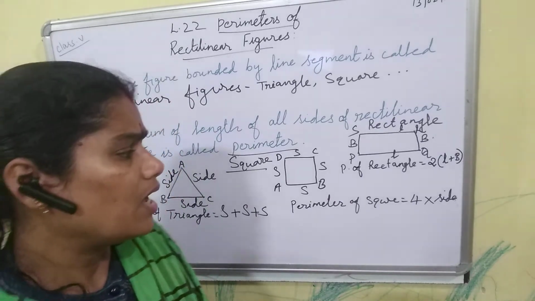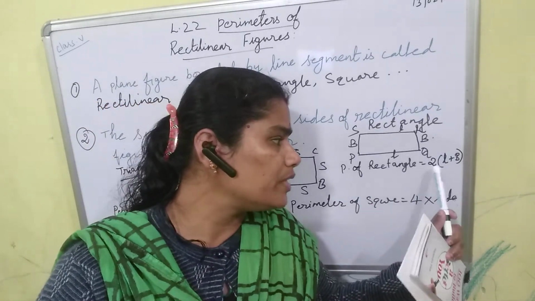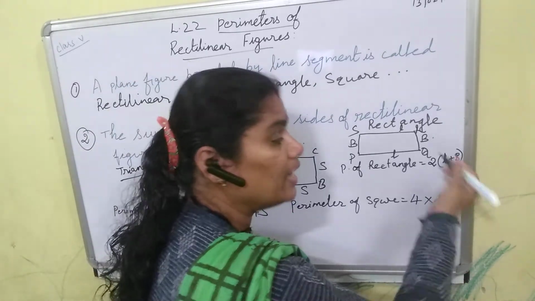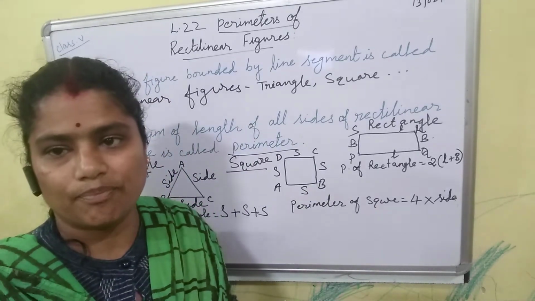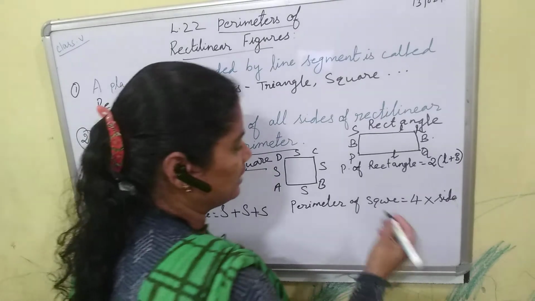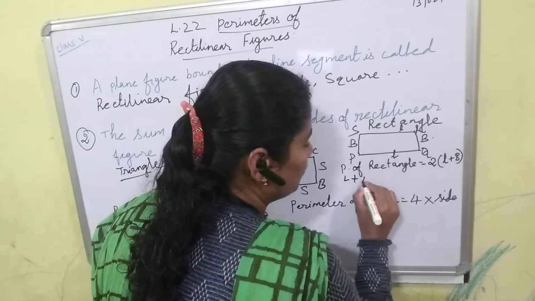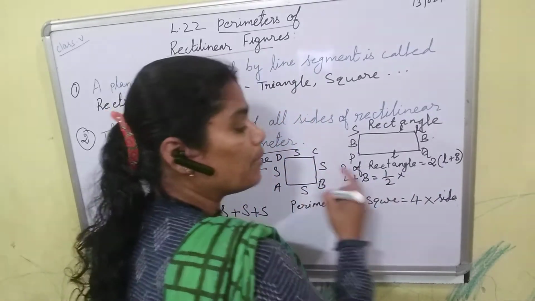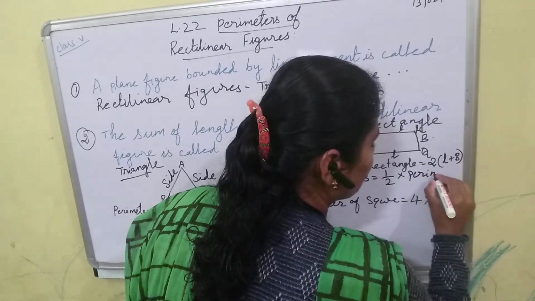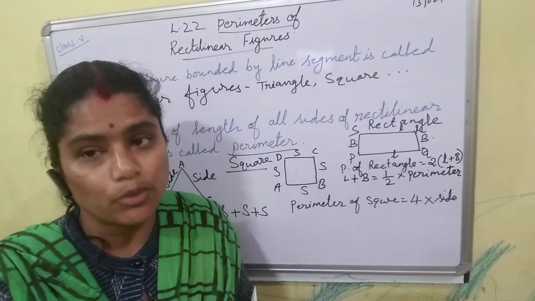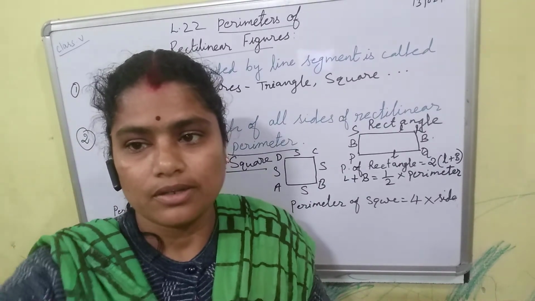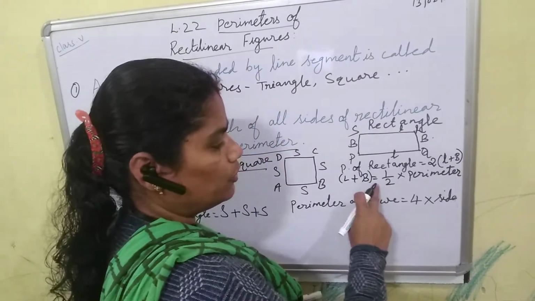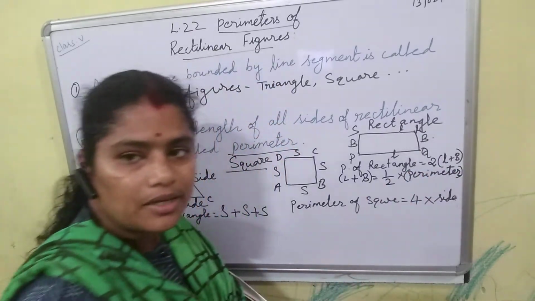Then the perimeter of the rectangle is equal to 2 bracket L plus B. If the perimeter is given and you have to find out the length and breadth, then the next formula is: length plus breadth equals 1/2 multiply perimeter. Clear? This is the formula.